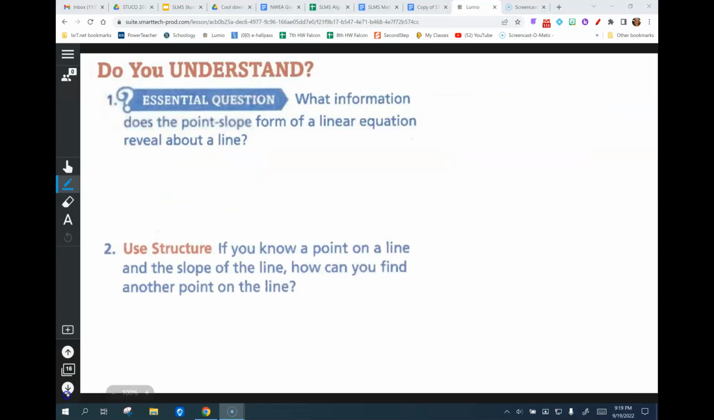Okay, good. Now we're on page 38. What information does a point slope form of a linear equation reveal about a line? It reveals the point and the slope. So it reveals the slope and a point. Not a whole bunch, just a point on the graph.